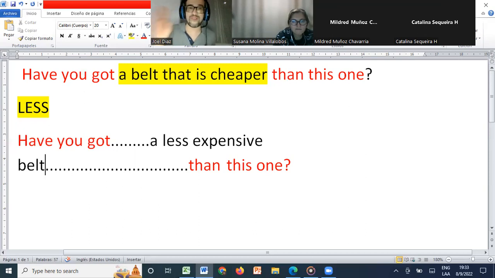Okay, so that's part 4. I have a question. Please, Millie. May I say, have you got a belt less expensive than this one? No, it needs to follow that: a less expensive belt. Why? Well, it's because of the order of the adjective at the beginning of the phrase. Yeah, exactly. The order of the adjectives. Exactly. Okay. Right. Thank you. You're welcome. So is it clear, this part?